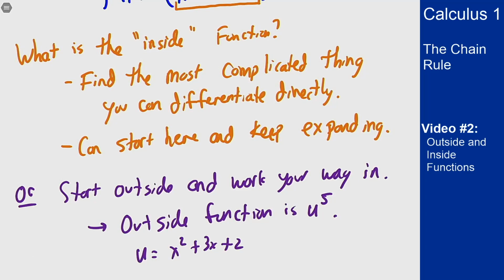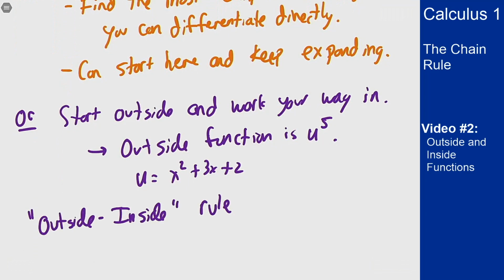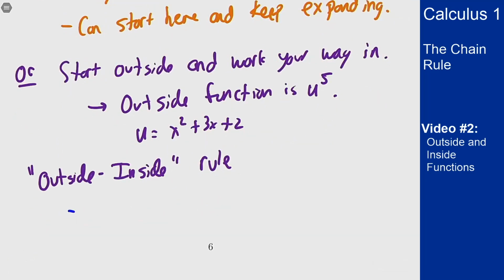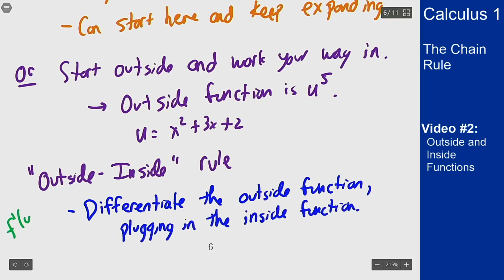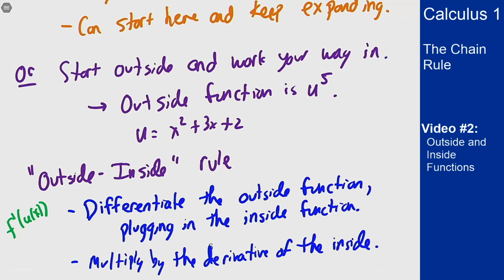This is something referred to as the outside-inside rule, where the chain rule really says you differentiate the outside function, and plug in to that derivative the inside function, that is your f prime of u of x, and then you multiply by the derivative of the inside. Let's see what that might look like in application.